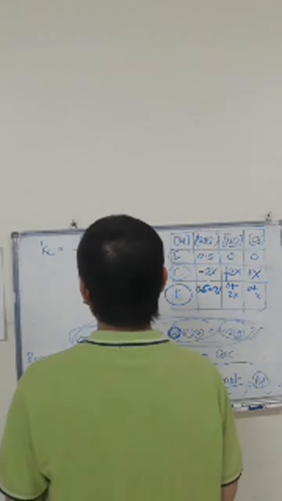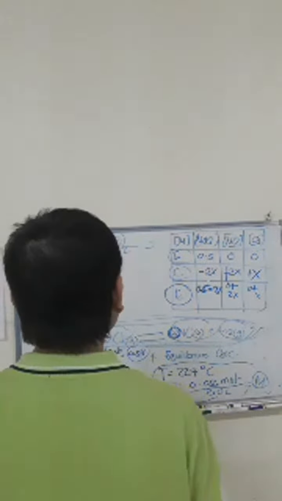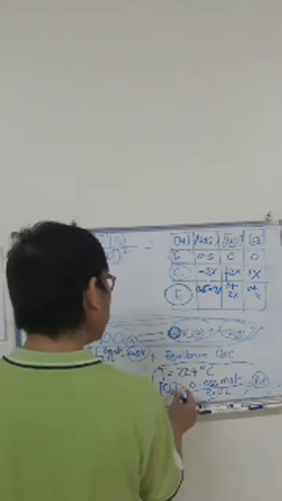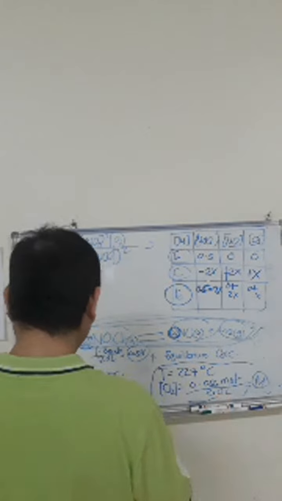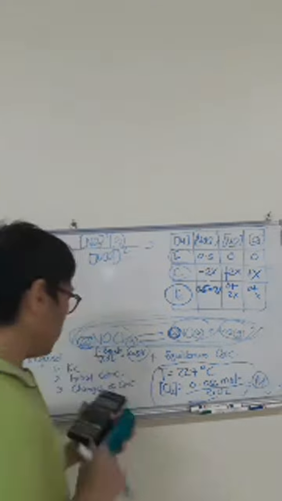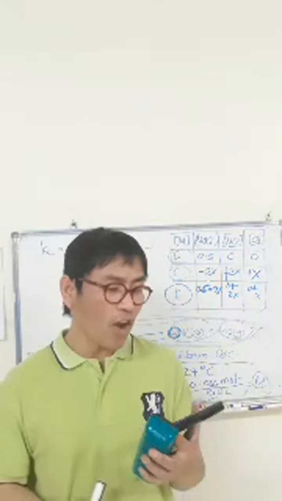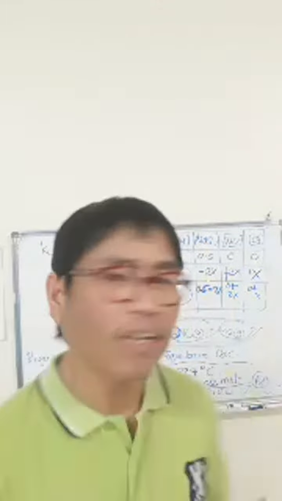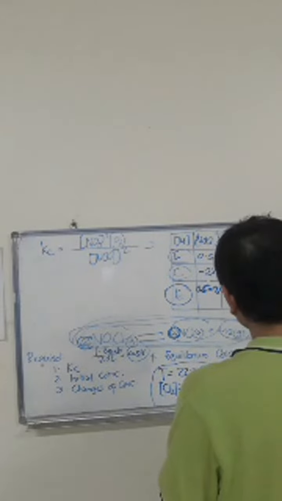Okay, now, let's substitute. Going back to chlorine, chlorine gas is equal to, calculator please, divide by 2. You compute it, guys. It's going to be 0.028 molarity, or moles per liter. Okay? 0.028 molarity.